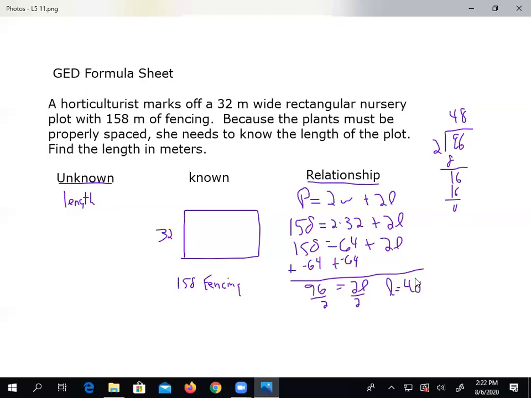So I can solve this problem by using a formula if I want to. There's many ways to do it, but that's the strategy I'm going to model here. So if you add 32 and 32 and 48 and 48, that should add up to the fencing of 158. So the answer to this problem should be 48 then. And of course, that would be in meters. A lot of times on the GED test, the unit will already be present. All you have to do is put the number in, but the answer has to read as 48 meters once you're done.